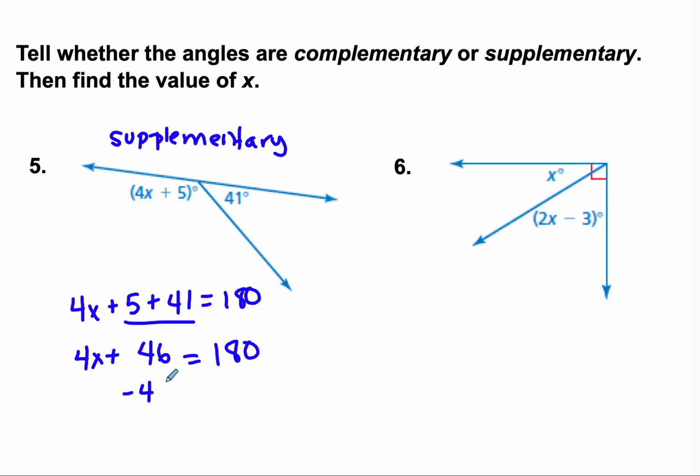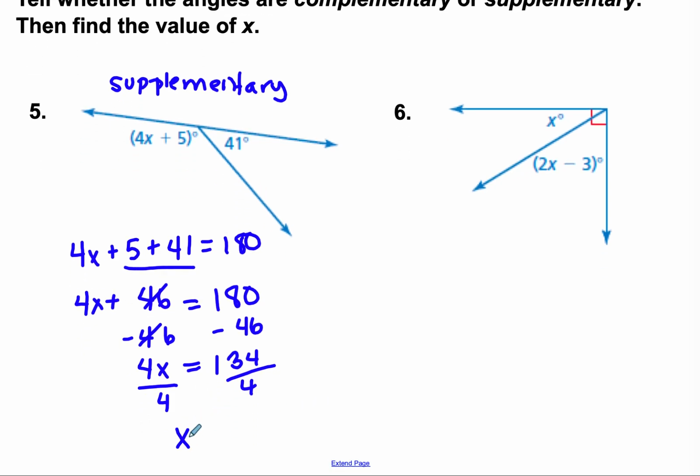Next step I'm going to do is subtract 46 from both sides. So then I have 4x equals 134. And then my last step here is going to be to divide by 4. When I do 134 divided by 4, I get 33.5 degrees. All right, let's look at number 6.